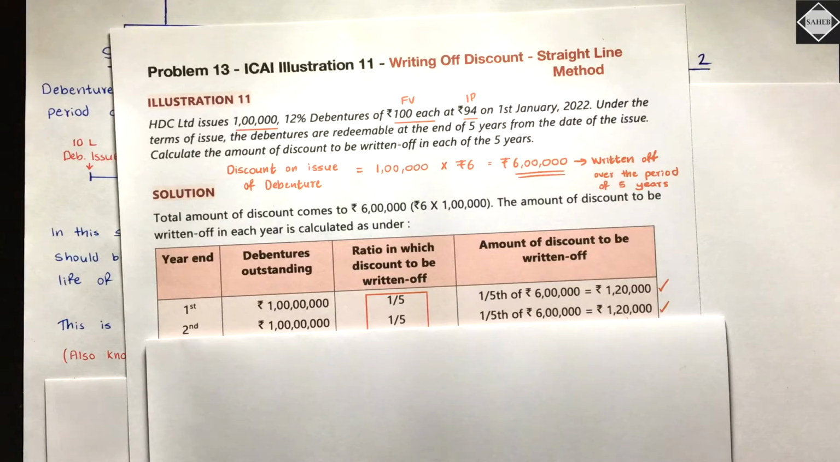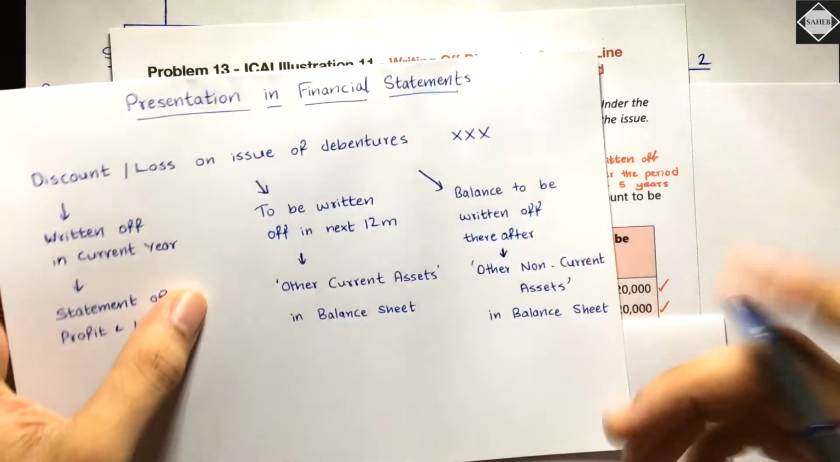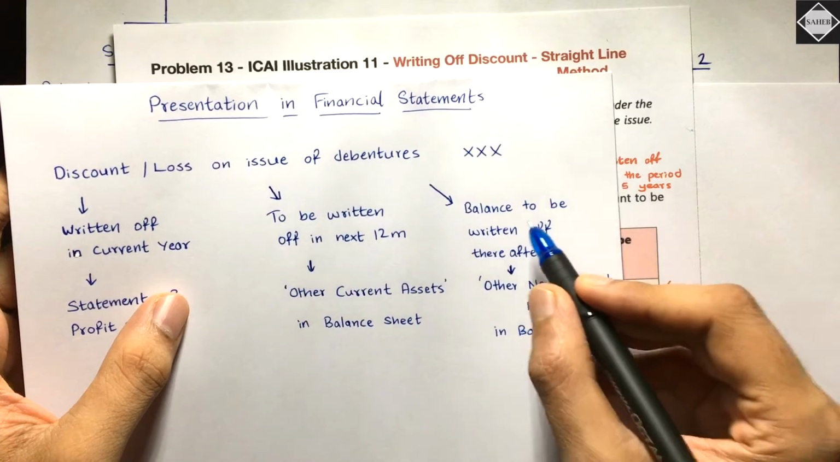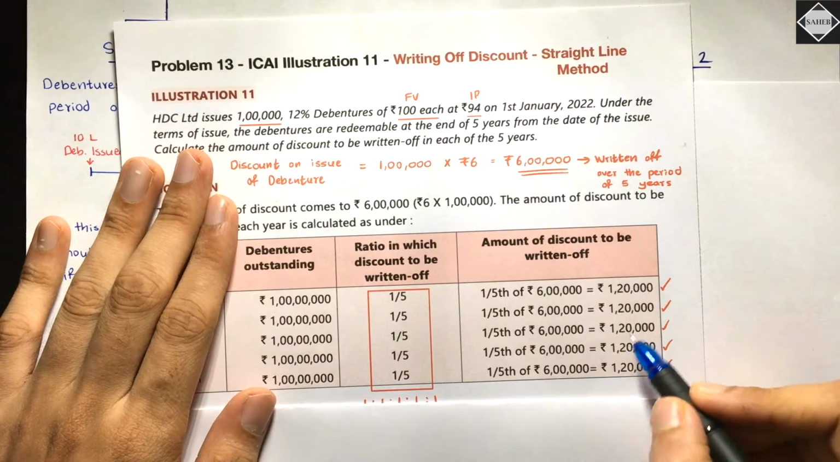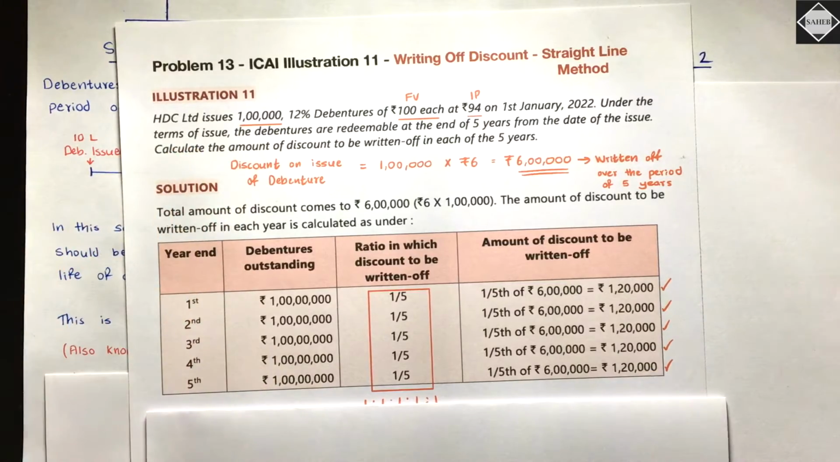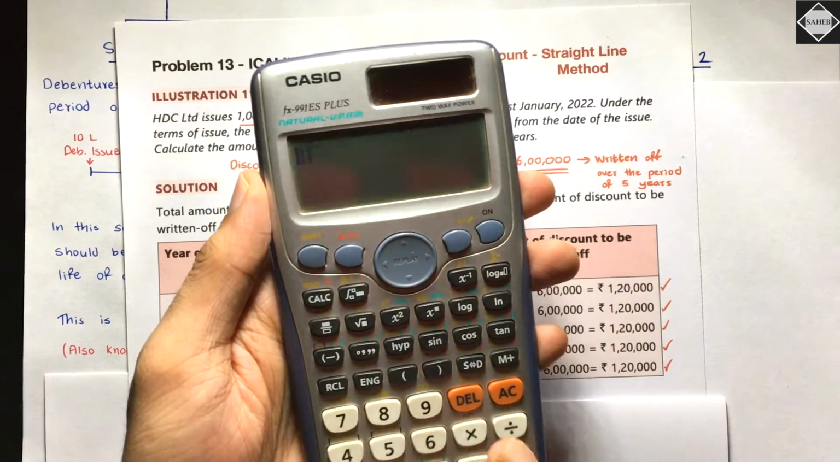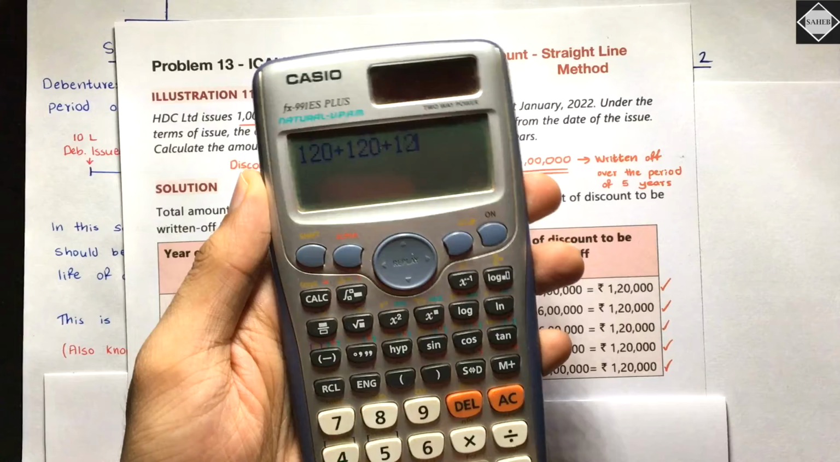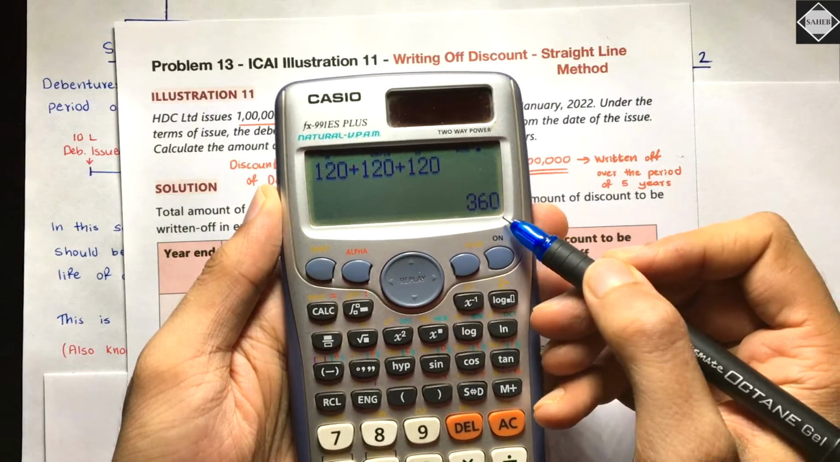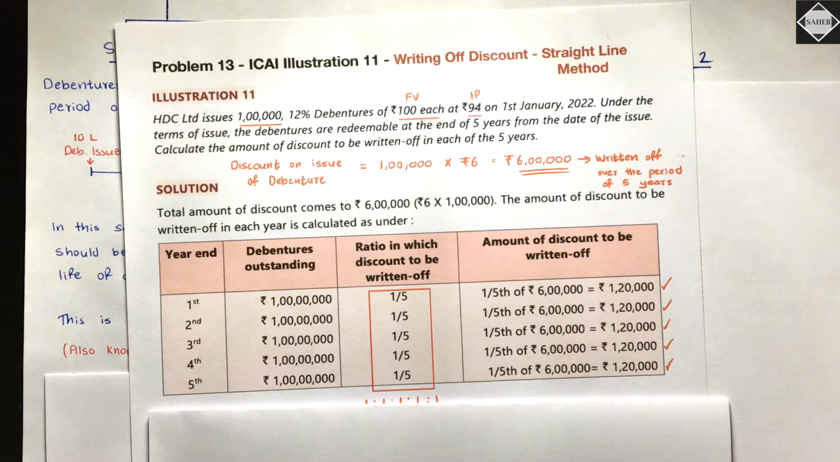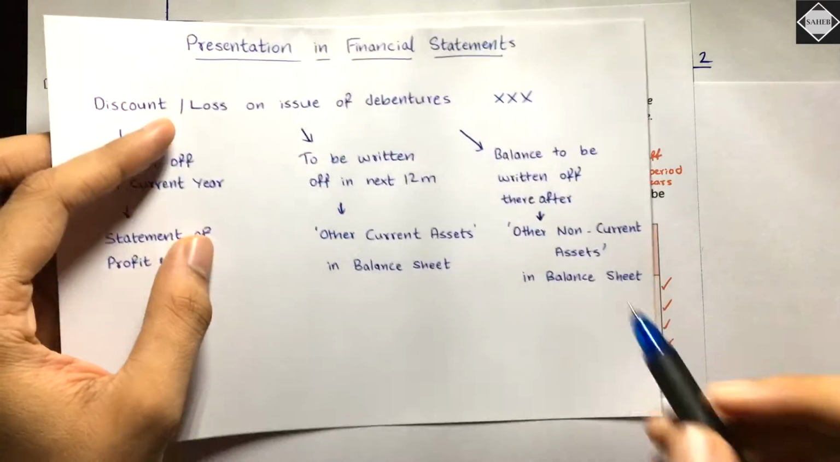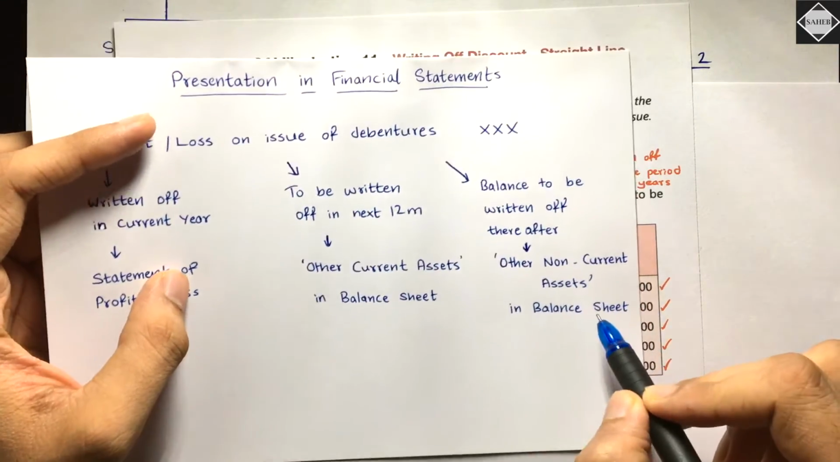What you are going to write off in the next 12 months from the balance sheet date. Is that clear? Okay, and then balance, whatever that is left. What does that mean? It means this balance. See, 120 plus 120 plus 120, that's equal to 3,60,000. The remaining 3,60,000, the balance, will be shown under other non-current asset in balance sheet.